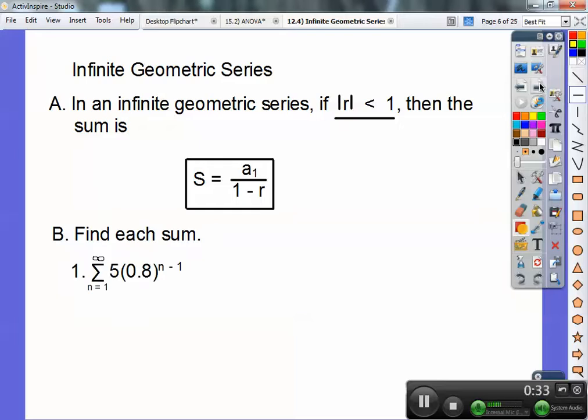So find each sum. Here we go, 1 to infinity, so it's infinite, and that's r right there, 0.8. So I just need to figure out my first term right here, because it's just first term over 1 minus r. So let's get the first term, plug it in.